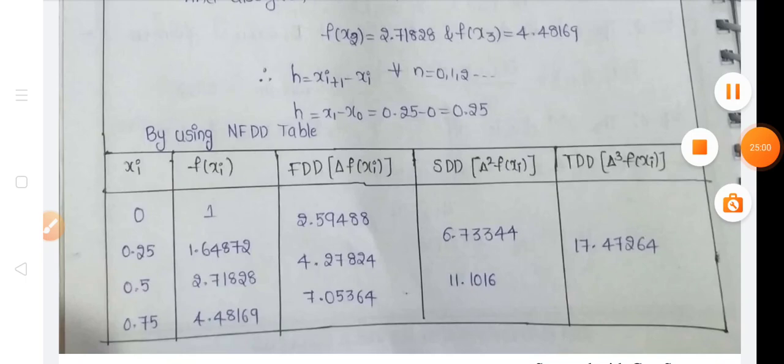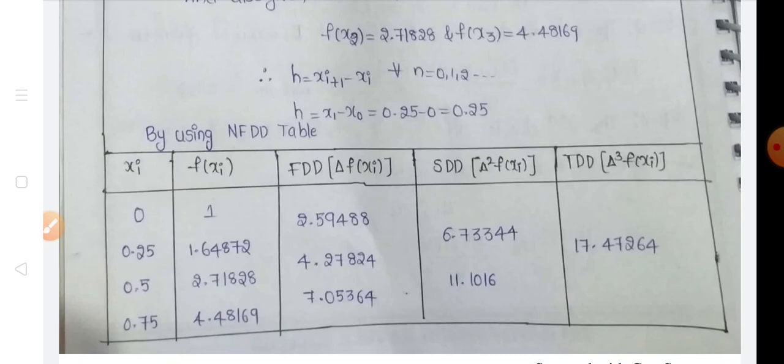Next, the table by using Newton's forward divided difference table. xi, f of xi, first divided difference delta f of xi, second divided difference delta square f of xi, third divided difference delta cube f of xi. The xi values here are 0, 0.25, 0.5, 0.75. f of xi: 1, 1.64872, 2.71828, 4.48169.